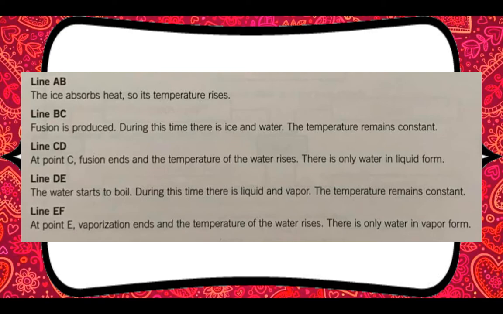Line DE, the water starts to boil. During this time, there is liquid and vapor. The temperature remains constant. Line EF, at point E, vaporization ends and the temperature of the water rises. There is only water in vapor form.